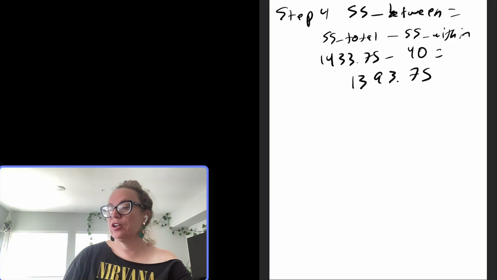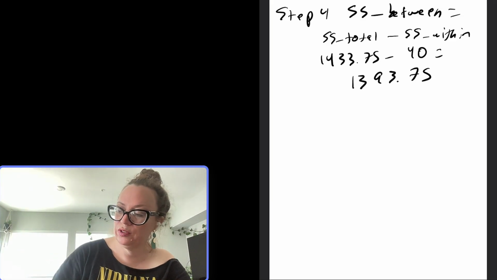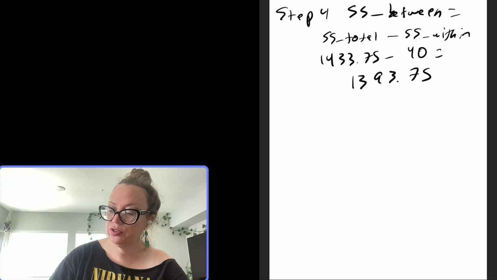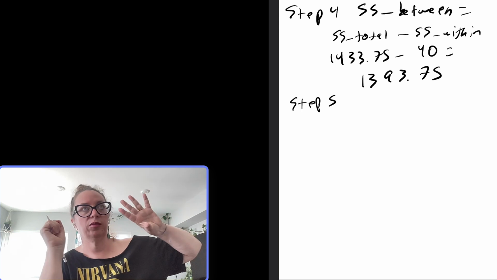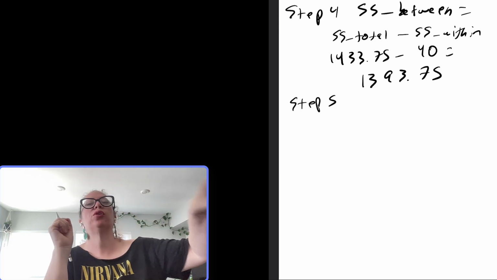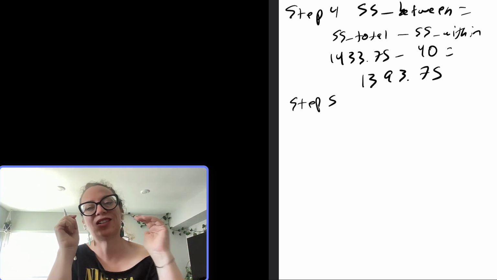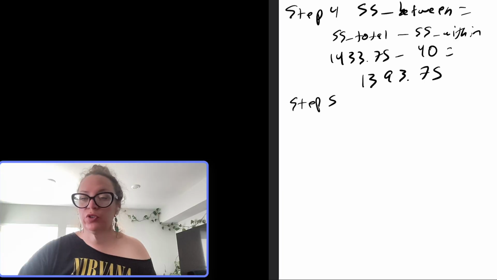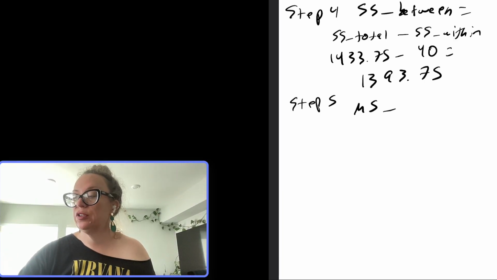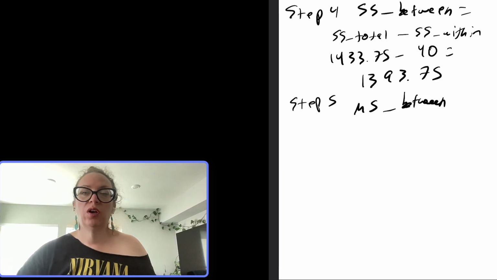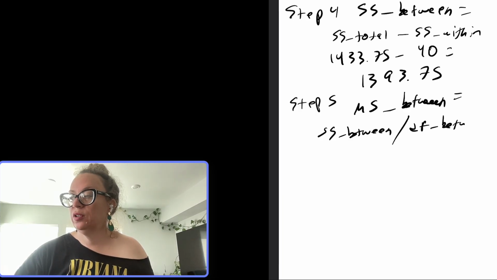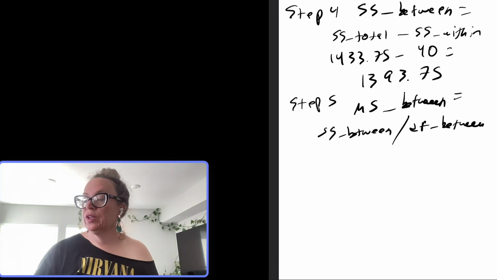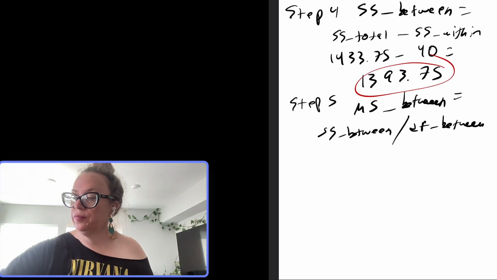So now we're going to standardize it just to make sure. You've got to be able to compare apples and apples, not apples and oranges. So step 5, we're going to standardize it by making it per degree of freedom. You're going to divide each sum of squares by its degrees of freedom. So we'll start with between. The mean of squares between equals the SS between, which we just calculated, divided by the degrees of freedom between, which we calculated in step 0.